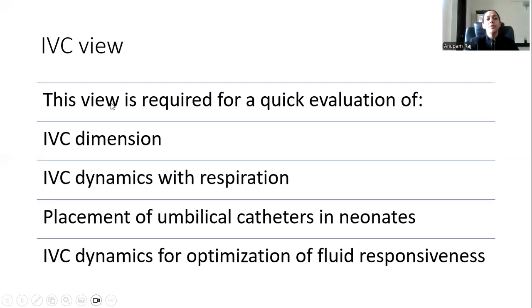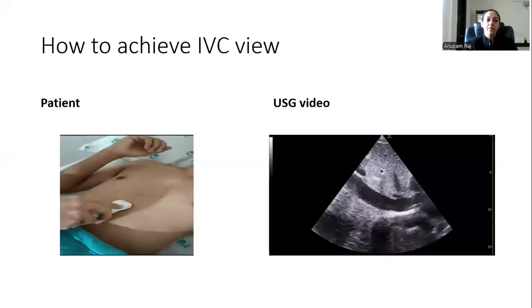Coming to the IVC view. This view is required for quick evaluation of IVC dimensions, IVC dynamics with respiration, placement of umbilical catheters in neonates, and IVC dynamics for the optimization of fluid responsiveness. To achieve the inferior vena cava view, there are two basic ways. One is that you get your subcostal view and then proceed from there.